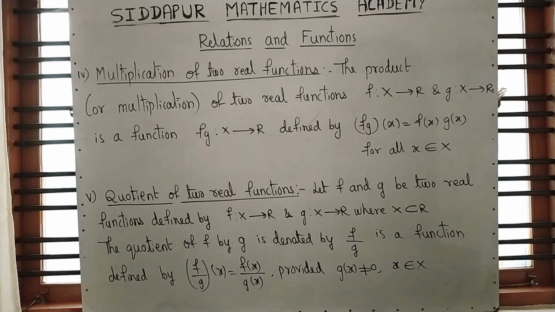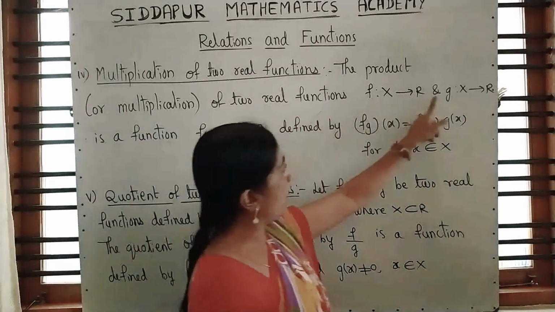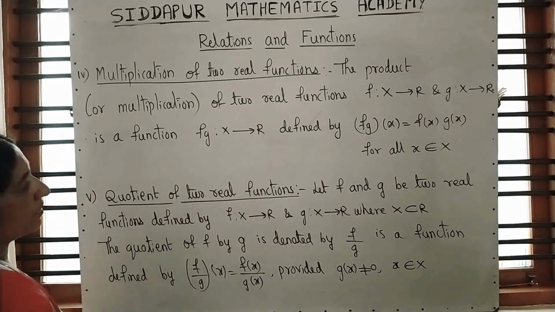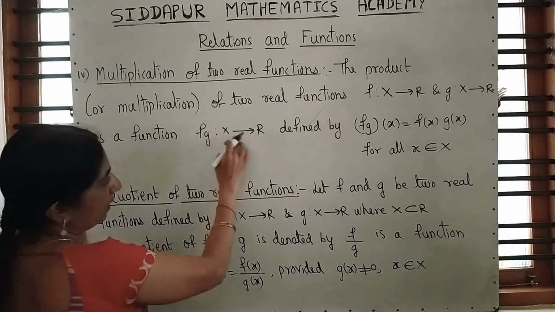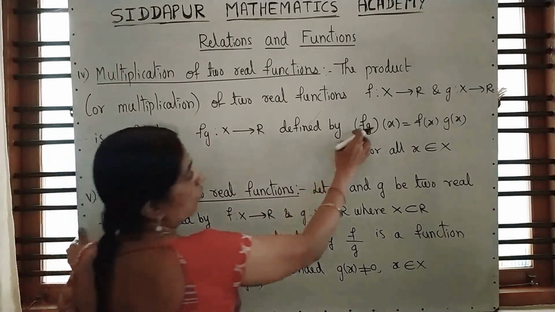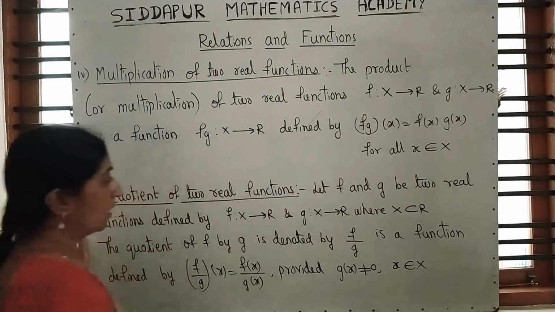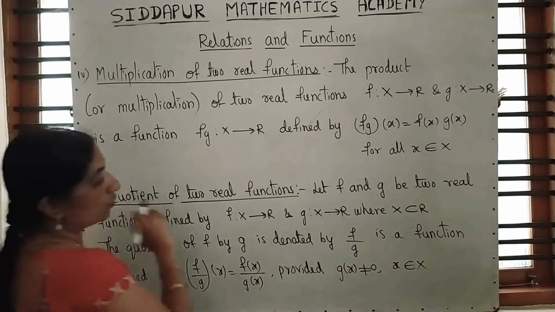See the next one, multiplication of two real functions. The two functions are f and g, functions from X to R, where R is the set of real numbers. When you are multiplying f into g, it is defined such that (f·g)(x) is f(x) into g(x). And the quotient is nothing but a fraction, the quotient of two real functions.